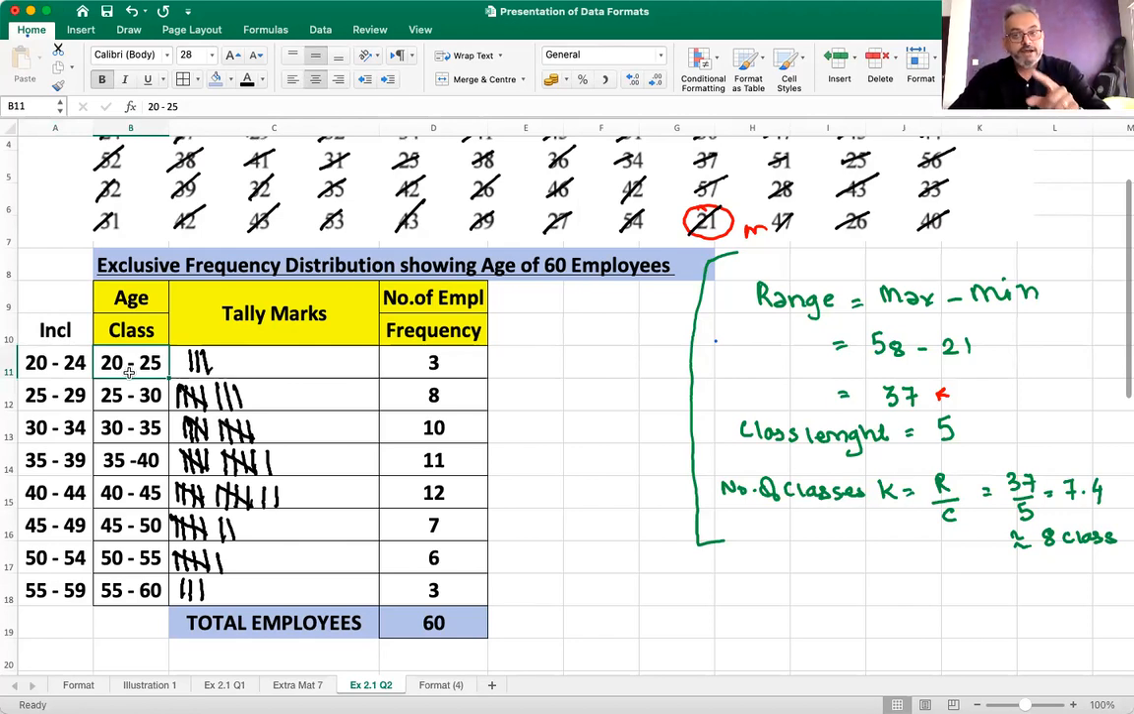What numbers are included in 20 to 25? 20, 21, 22, 23, and 24 only. This 25 is not included in exclusive. Although we write 20 to 25, we do tally marks only from 20 to 24. Is this clear, all of you?